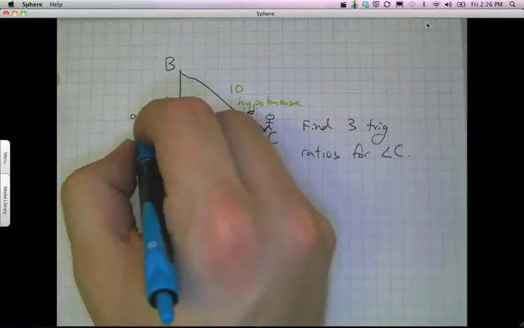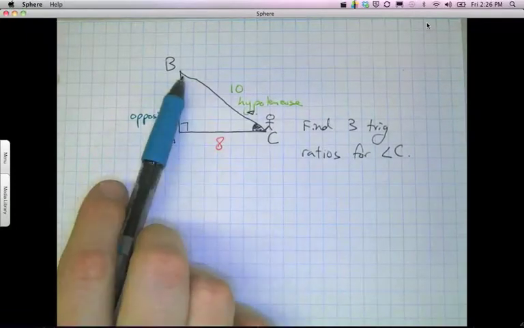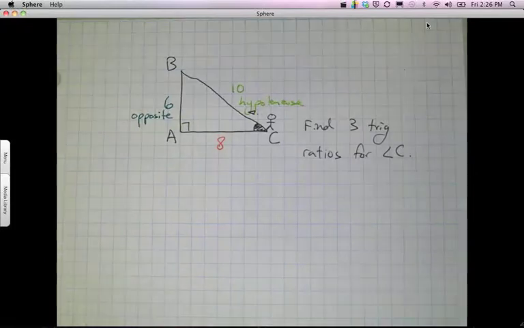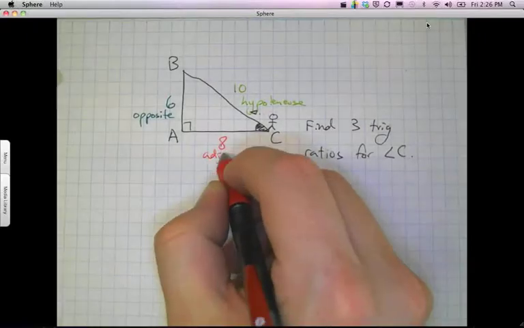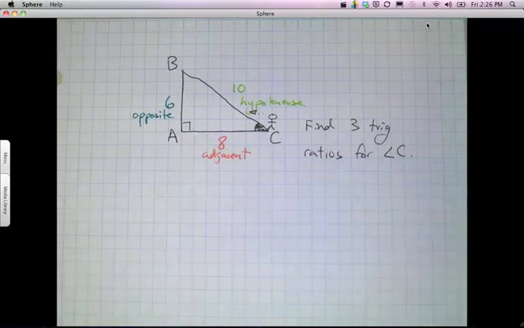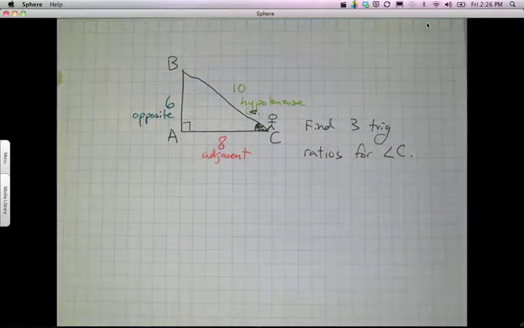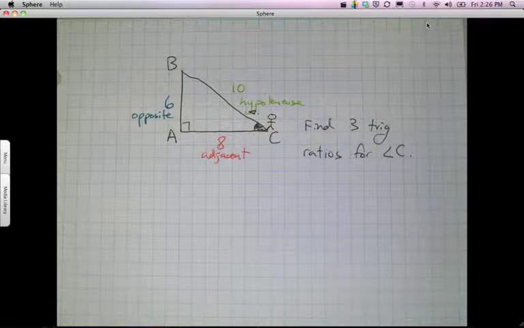Now, it's only opposite for angle C. If you were standing at B, it would be the other way around. But for this problem, it's your opposite. Does that make sense? Okay. And what's your adjacent side for that one? 8. So this one's your adjacent. Those are my sides for angle C. They would change if you went to angle B, but right now we're just talking about angle C. So for the rest of the problem, when I say opposite, adjacent, and hypotenuse, those are the sides I mean. I'll try to keep their colors separate.